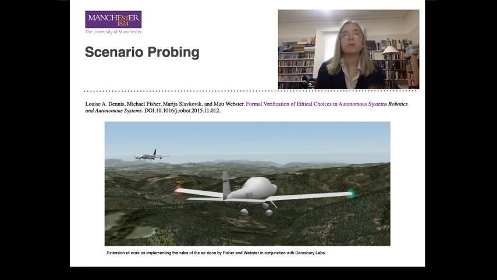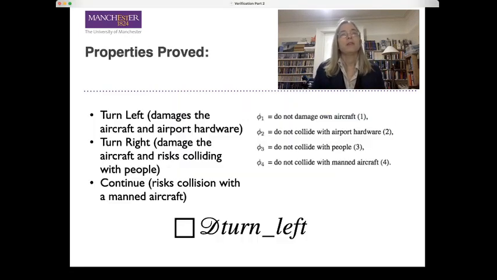But for instance, we had a scenario probing example, and in that one, there's an aircraft still on the ground and its brakes have failed. So this is a bit like a trolley problem. It can carry on moving in a straight line, in which case it risks colliding with a manned aircraft and obviously injuring all the people in it. If it turns right, it will risk damaging itself, and it might collide with some people who are to the right of the runway. And if it turns left, then it will damage itself again by colliding with some sort of airport hardware.